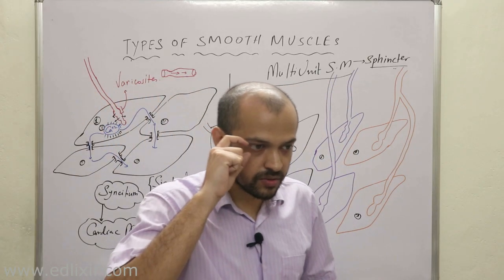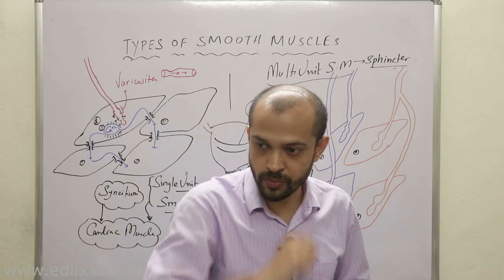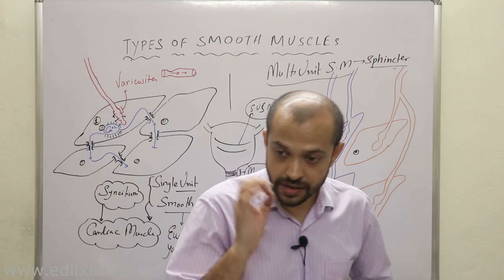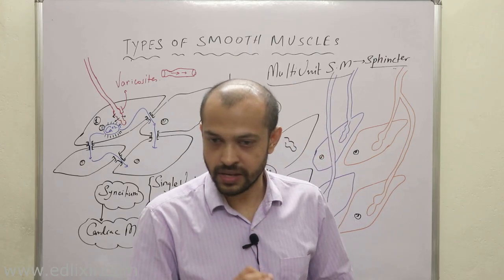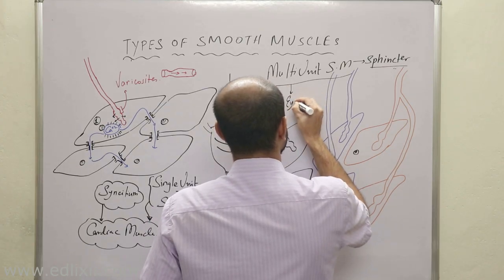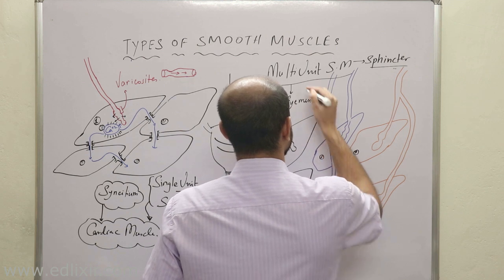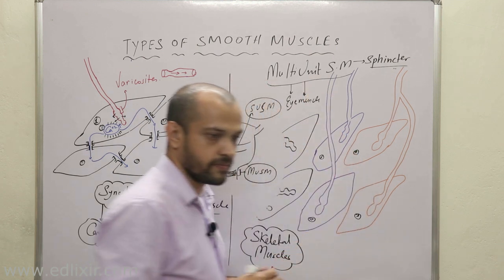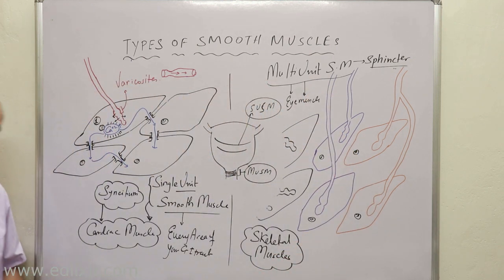Your eye muscles, which control the diameter of your pupils, require precision in muscle movements. Therefore, eye muscles are also multi-unit smooth muscle. Clear? Where they require precision in movements.